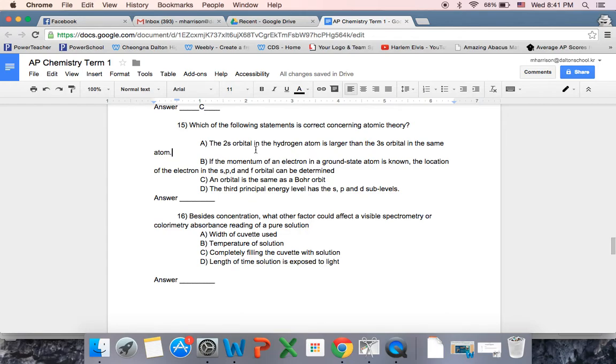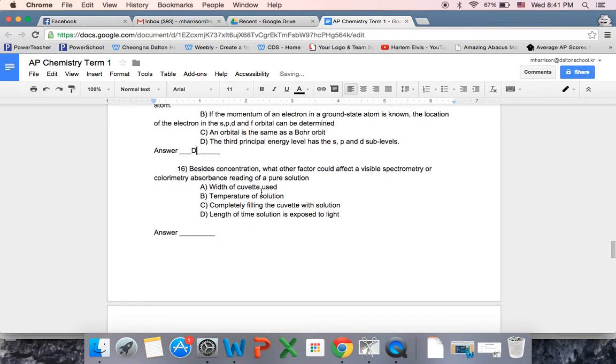An orbital is the same as a Bohr orbit. No, Bohr had electrons orbiting round the nucleus in a planetary type orbit. This we've shown is not necessarily the case. It's much more random, and the orbitals are just the positions where we're most likely to find electrons. The third principal energy level has the s, p and d sublevels. This is correct. So our answer is D.